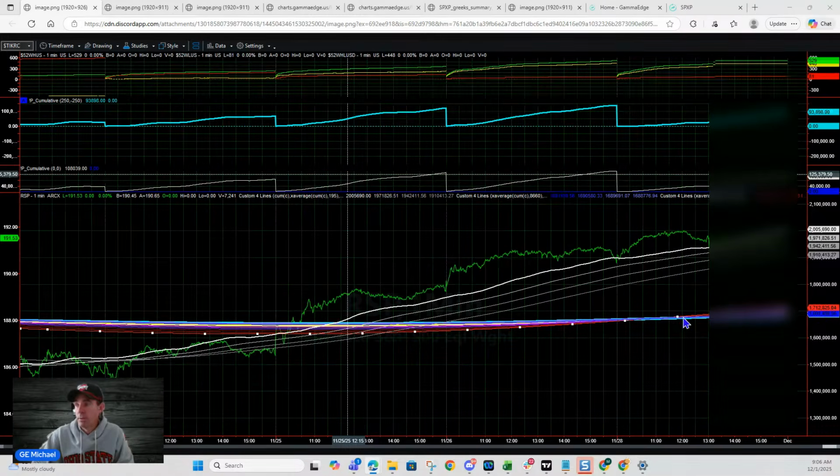And our colored ribbon now is transitioning to a flip, or what we call a positive slope of the red above the cyan, where the red was below the cyan. That's a bearish state. Now we're transitioning overall to a bullish state.